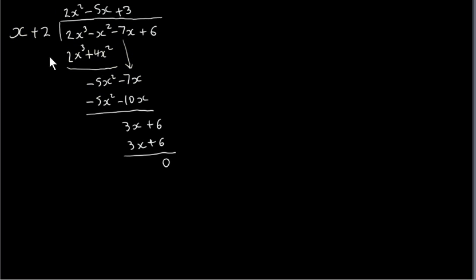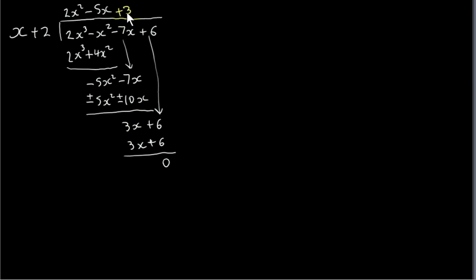Then we go back to dividing. X into minus 5x squared gives minus 5x. Then we multiply. Minus 5x by x gives back minus 5x squared. Minus 5x by plus 2 gives minus 10x. Next step is to subtract. These will cancel out. We'll have minus 7x plus 10x, which will give us plus 3x. We take down the next term, plus 6. We go back to dividing.